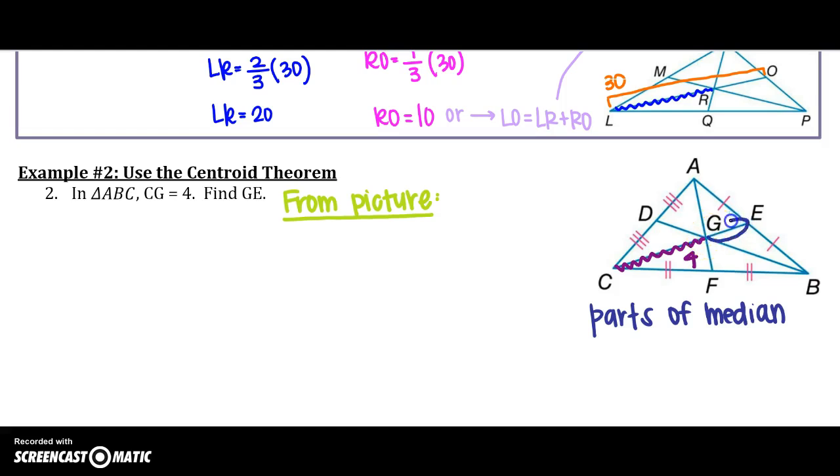Now, we have to realize and notice what this picture is really telling us. Notice with all the tick marks, I can assume that D, E, and F are the midpoints.